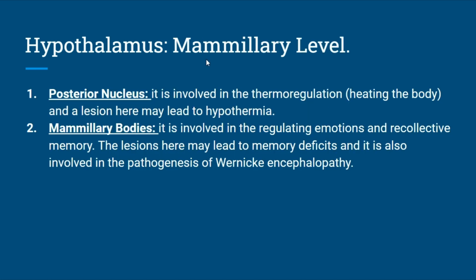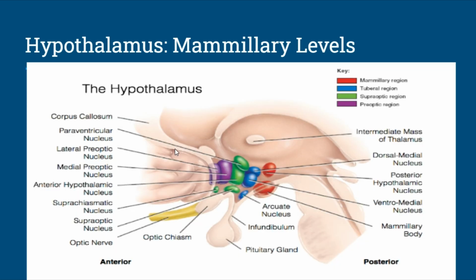Now, finally, we're going to look at the mammillary level of the hypothalamus. It has a posterior nucleus, which is involved in the thermoregulation or heating of the body, and a lesion here may cause hypothermia. We already discussed the hyperthermia in a different level. Mammillary bodies is involved in regulating emotions and recollective memory. A lesion here may lead to memory deficit, and it is also involved in pathogenesis of Wernicke encephalopathy.